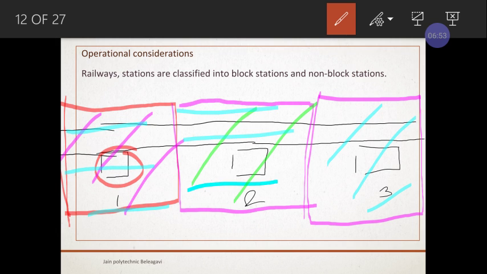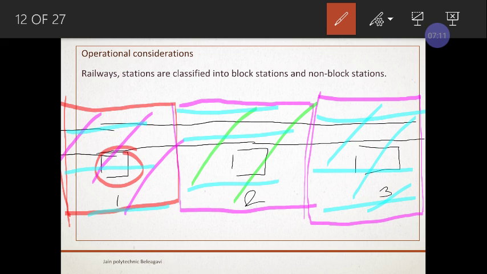You're understanding what I'm saying? The area under the control of that station or the station master, where he controls the movements of the trains and the directions of the trains, that is called a block. Understanding what I'm saying?